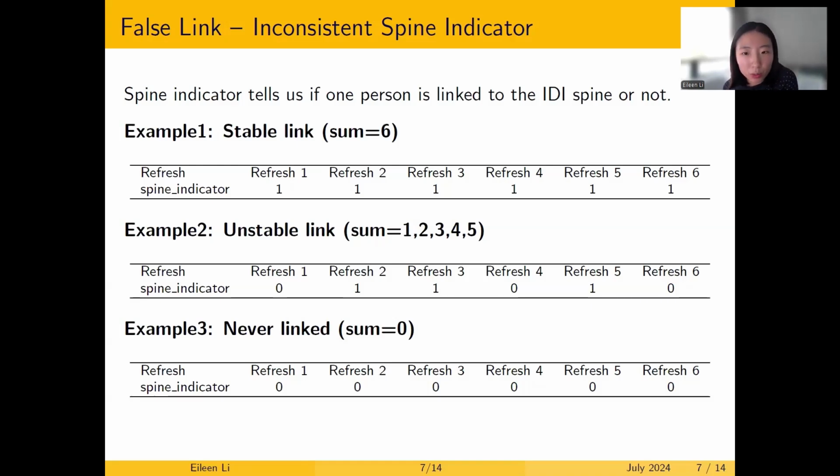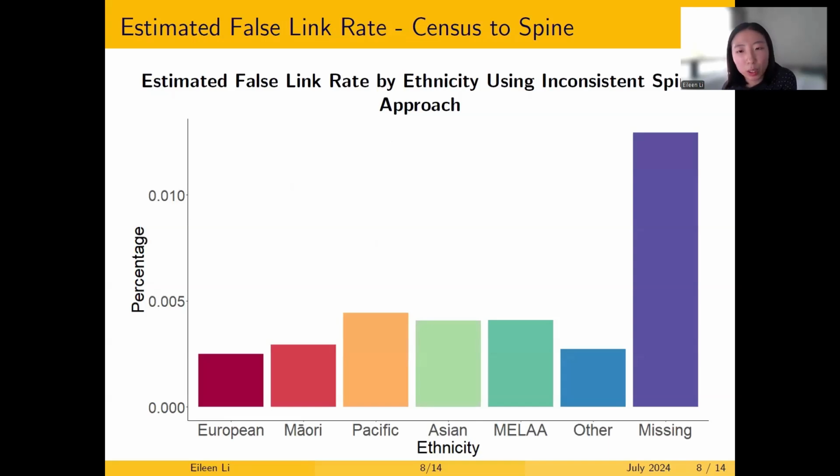Using this approach, I've identified about 12,000 probable false links. And the reason I call them probable is because there is no way to validate these are the true linkage errors, because the person's identifying information such as their full name and their full date of birth are not available to researchers using the IDI.